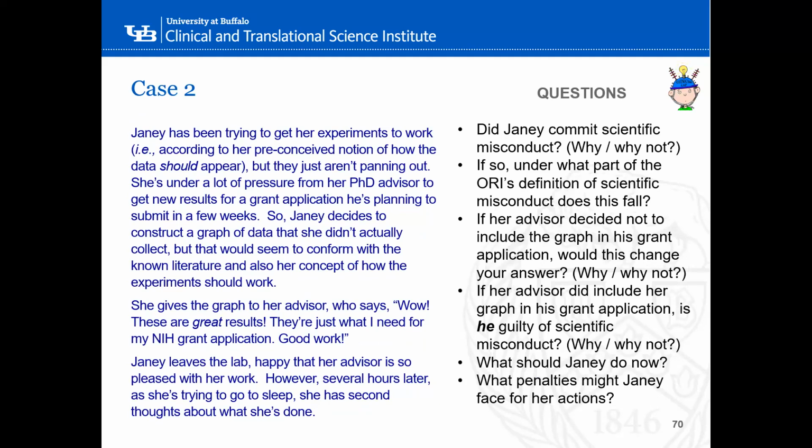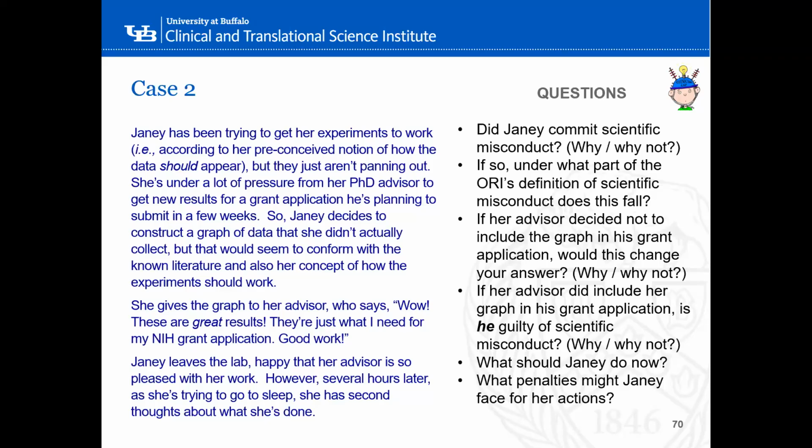So in this case, Janie has been trying to get her experiments to work, i.e. according to her preconceived notion of how the data should appear, but they just aren't panning out, kind of like with John. She's under a lot of pressure from her PhD advisor to get new results for a grant application he's planning to submit in a few weeks.